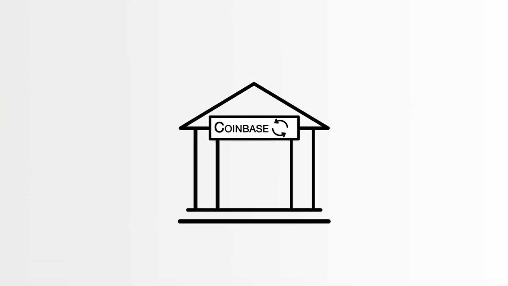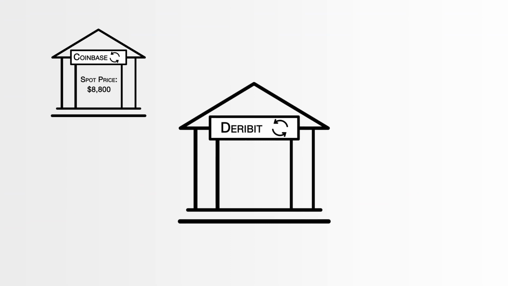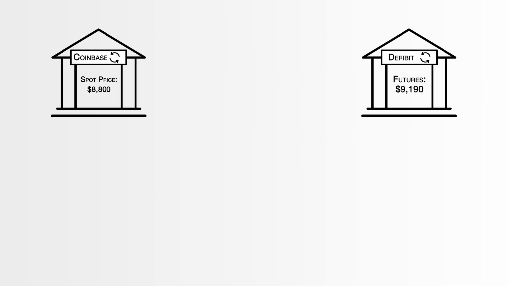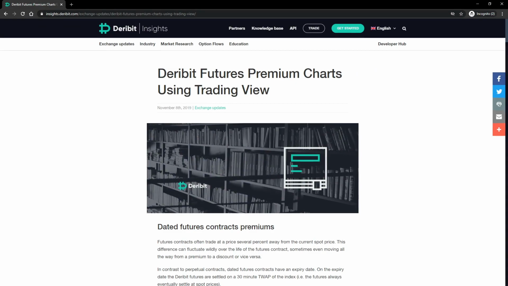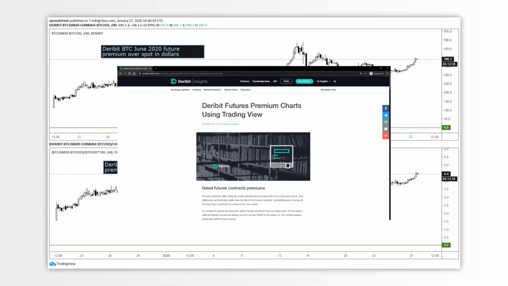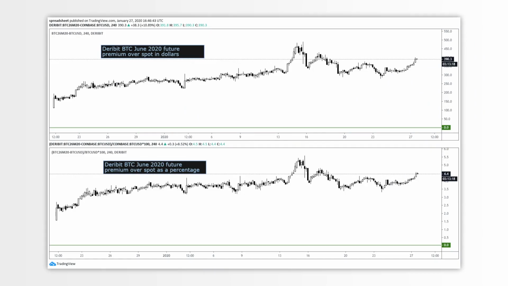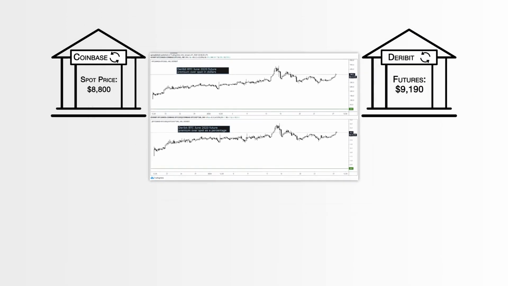At time of writing, the Bitcoin spot price on Coinbase was trading at around $8,800, while the June futures contract on Deribit was trading at around $9,190. As you can see on the chart, this results in a dollar premium of about $390 and a percentage premium of about 4.4%. You can learn how to use TradingView to create these charts in this Deribit blog post. So let's look at how a trader could use a cash and carry trade to capture that premium.